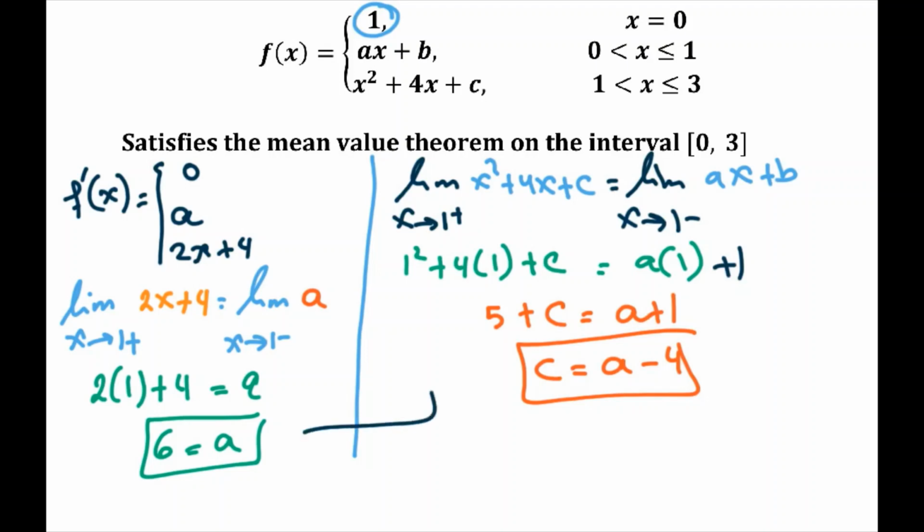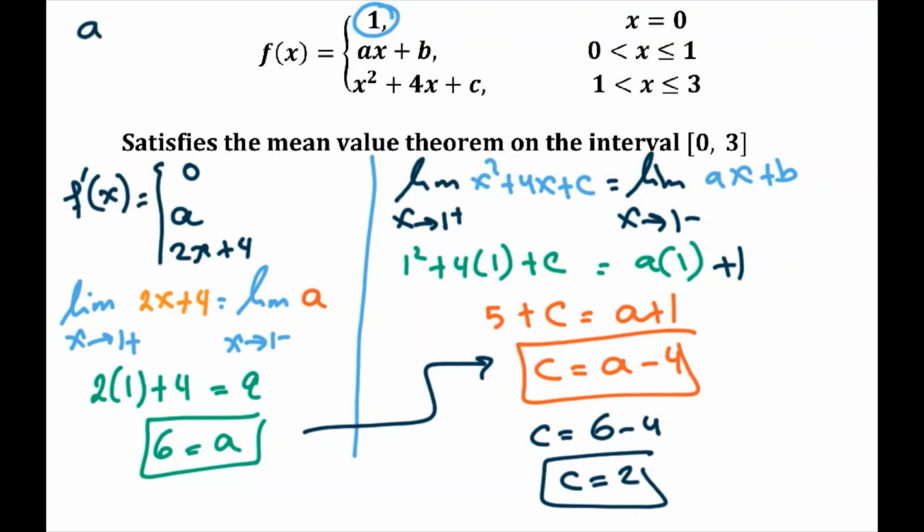You can go here and substitute a by 6. So by doing that, a is 6, b is 1, and c is 2. So that's everything about the mean value theorem.